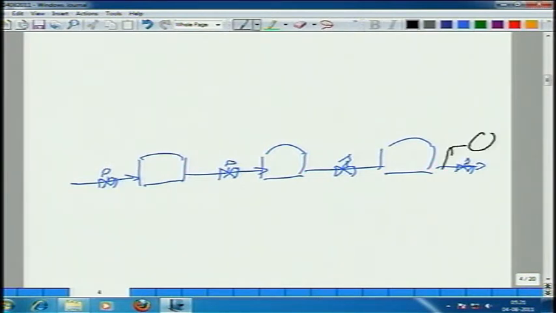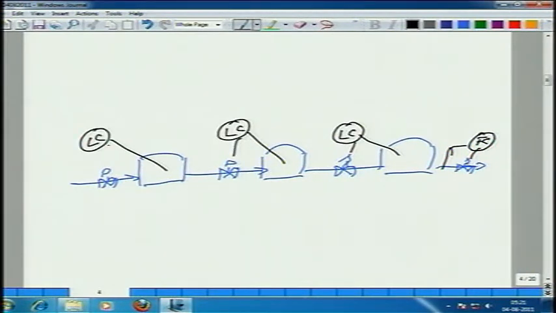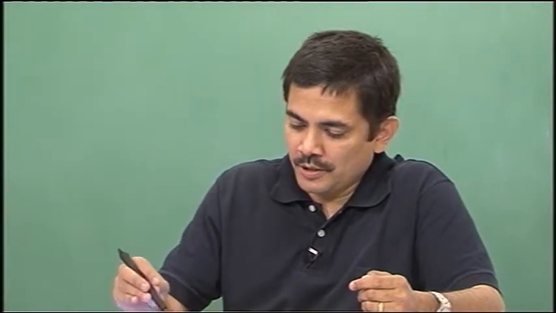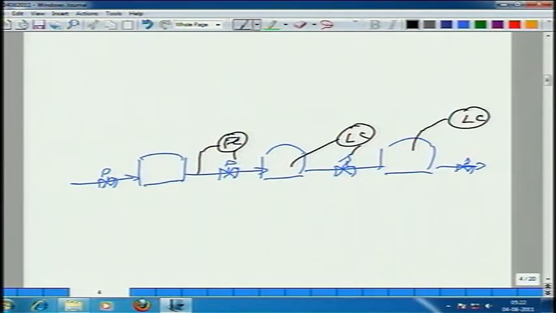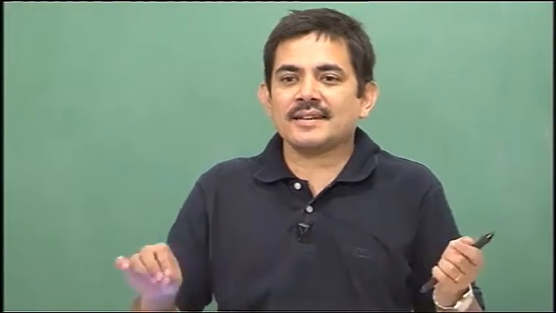Here is another way of doing it. Level control this way, level control this way. This will also work just like for a single tank. Yeah. I could also do it maybe this way, this is also perfectly legitimate. So, the throughput in many situations can be set anywhere inside the plant.